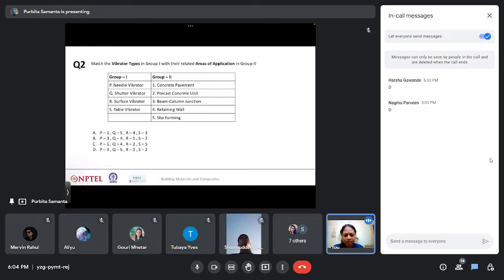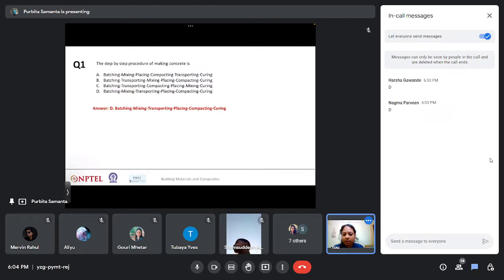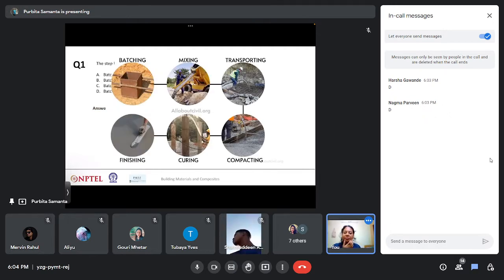This is what the next question is showing. I'll just explain the previous question. Now it's coming. So we can see that batching is all about taking the raw materials in proportion and then mixing. We have seen that there are different methods of mixing. It can be hand mixing, it can be with the help of a machine, it can be with ready mix also. Then the mix is transported to the place where it needs to be cast.